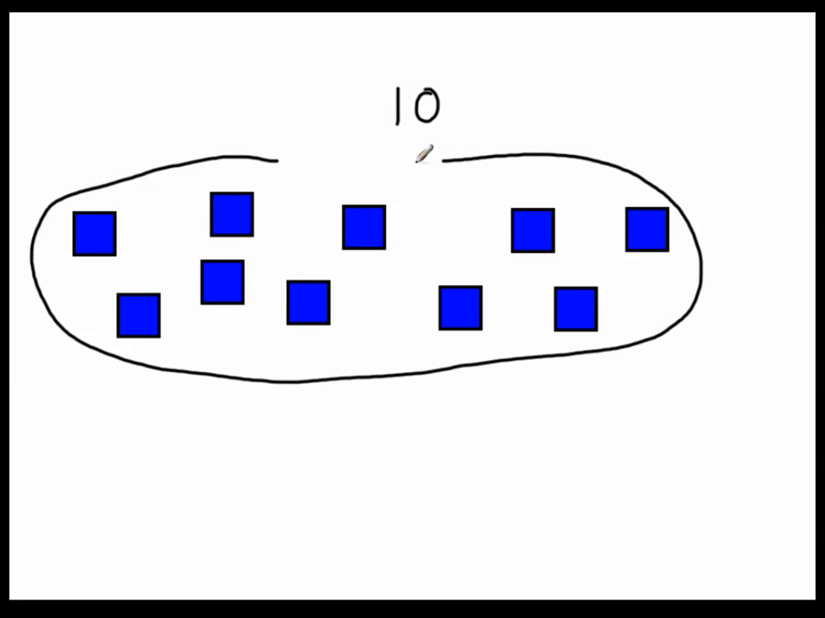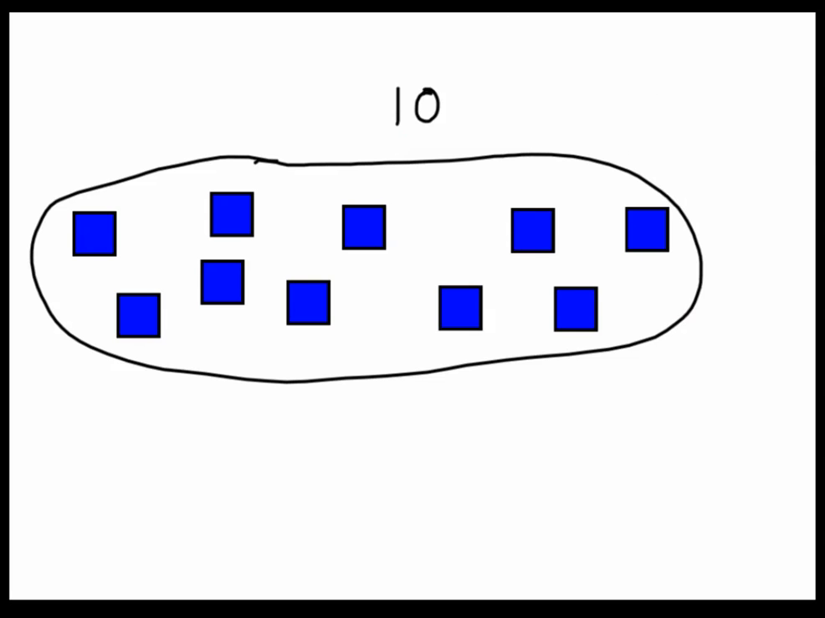Or let's just verify just to make sure. 1, 2, 3, 4, 5, 6, 7, 8, 9, 10. Yes, we have 10. Once I have 10, I'm going to group them all. Once you have 10 of something, you're going to group it. And this right here is a group of 10. So I know I don't have to count these individually anymore. I now know that I have 10 squares.